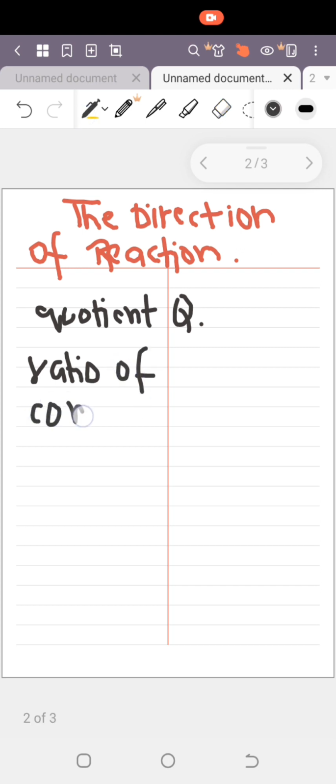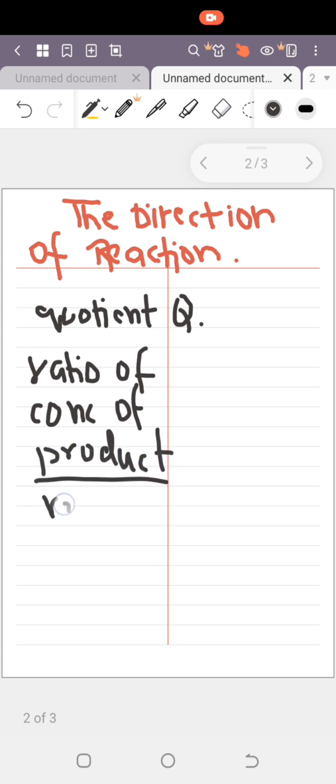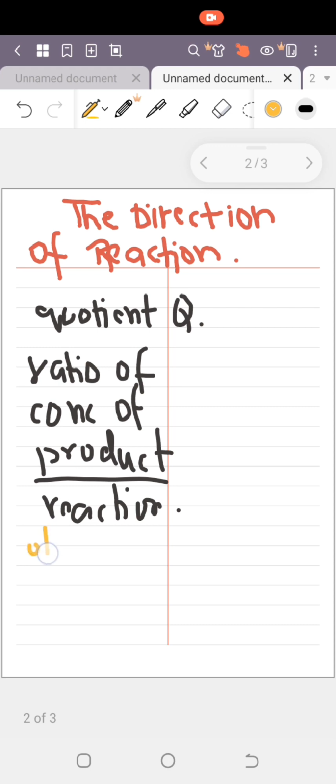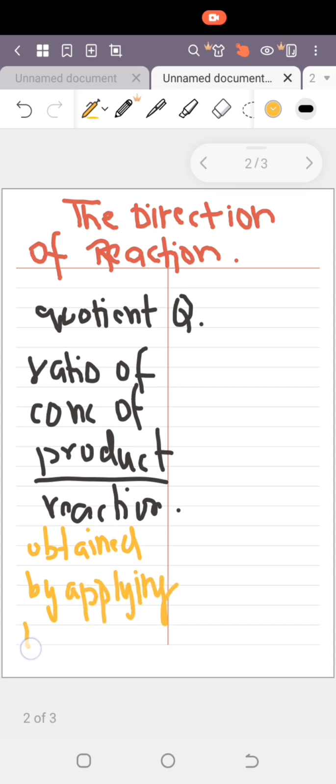Q is the ratio of the concentration of product upon reactant at a particular time. That is known as the reaction quotient. Now, how is the reaction quotient obtained? The reaction quotient is obtained by applying the law of mass action. So here we have Q is equal to product upon reactant.